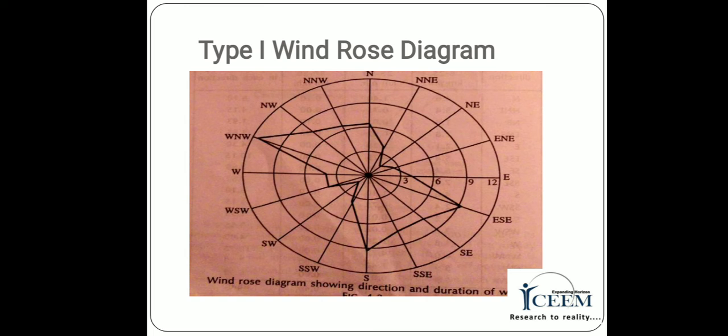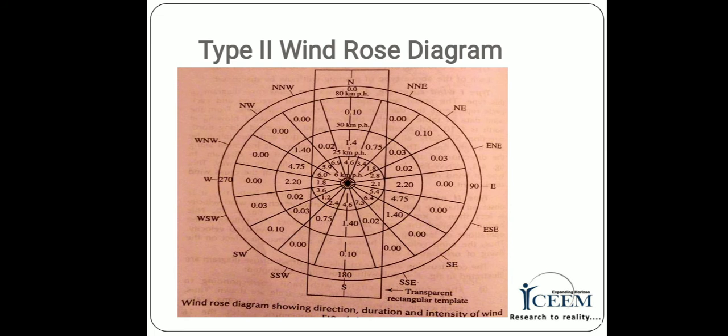Type 1 wind rose diagram, in which the radial lines indicate the wind direction and each circle represents the duration of wind to a certain scale. The total percentage of wind blowing in each direction are plotted and then joined by straight lines. The best direction of the runway is indicated along the direction of the longest line on the wind rose diagram.